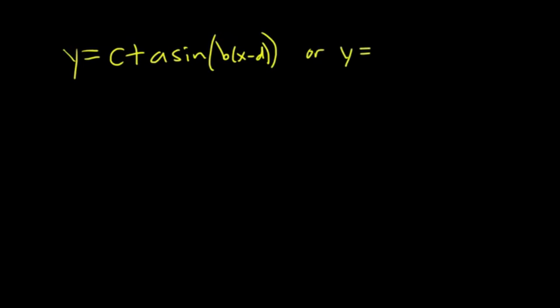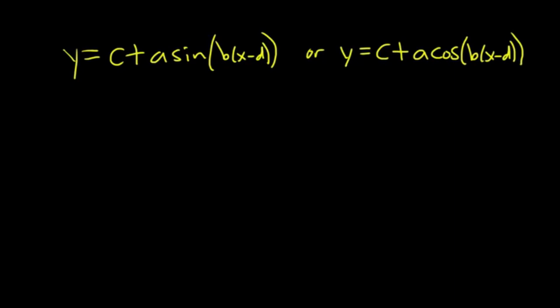In this video, we're going to put everything together. We're going to talk about phase shifts, amplitude, period, and also vertical translations. So we have, say, y equals c plus a sine, parentheses, b x minus d, parentheses. So when we have something that looks like this or something that looks like this, I'm going to write the same thing except with the cosine function. So b x minus d, parentheses, parentheses.